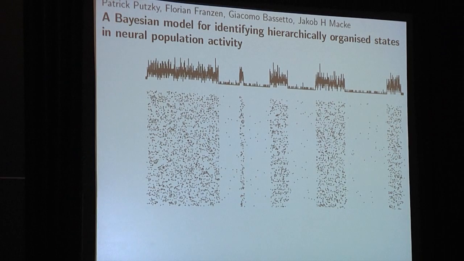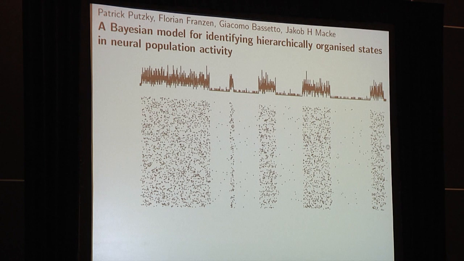So what you see here is a raster plot of spikes from a population of 200 simulated neurons in a trial of 5 second length. And on top you see the population rate, which is the sum of spikes across all neurons within one time point. What one could argue from this plot is that the population alternates between two discrete states, an up state in which the spike rates are very high and a down state in which the spike rates are very low. But in fact, since this is a simulation, I can tell you that this population alternates between three discrete states. But this is not observable from this raw population data.